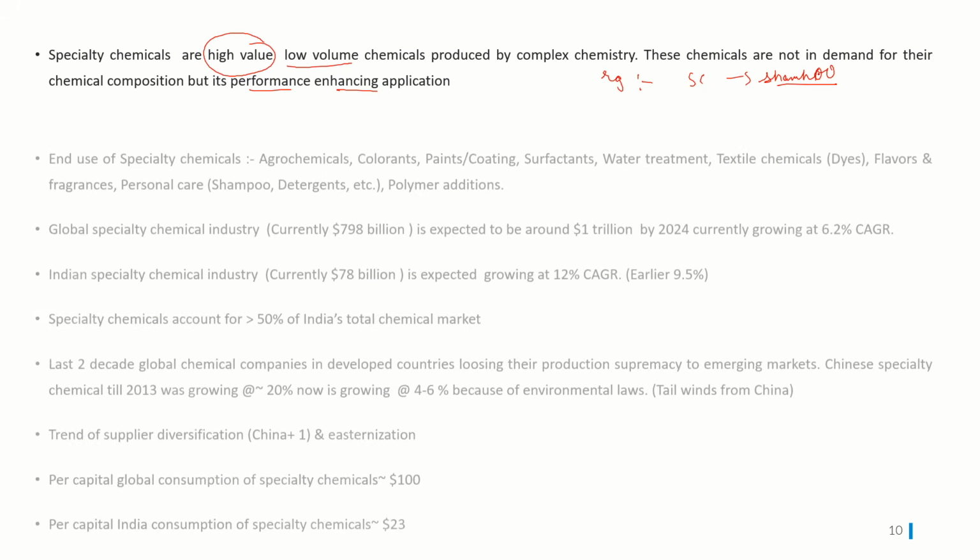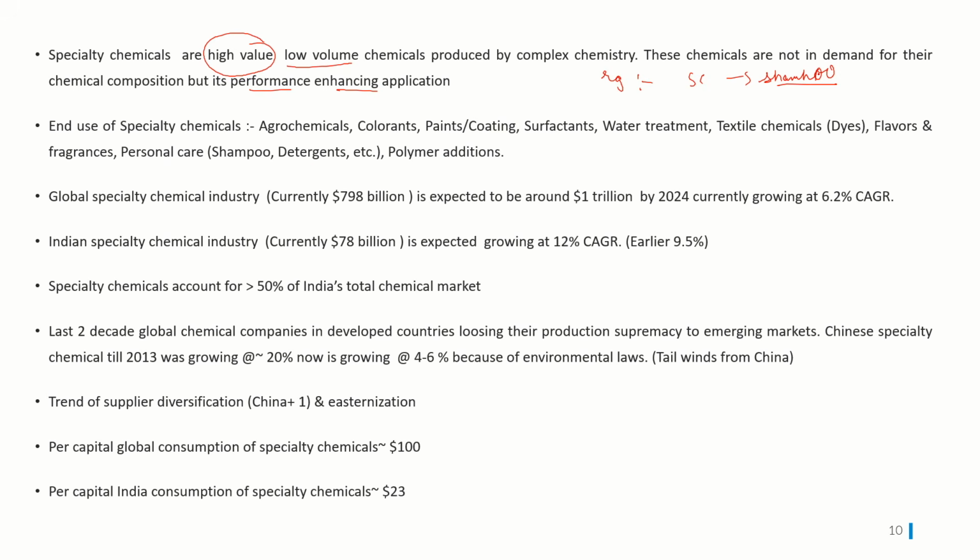Okay. Now, specialty chemical is used everywhere. From agrochemicals, colorants, paints, surfactants, water treatment, textile chemicals like dyes, flavors, fragrances, personal care, polymers. It is everywhere. Chemicals are everywhere, right? They are the basic building block of the product that you are trying to manufacture.